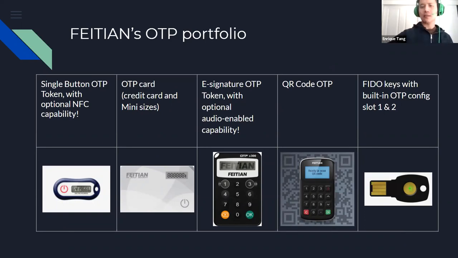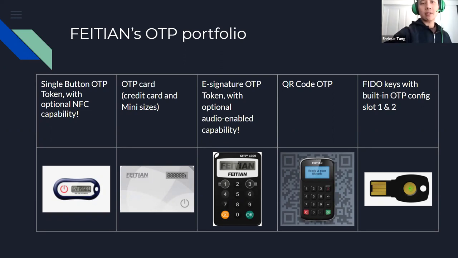But in practice, let's get into the portfolio. We actually have a lot of different products in the FEITIAN portfolio. We have the traditional, super easy to use single button OTP. So every time you press this, it renders the code based on your configuration. One of the variants is the NFC capable one. This one allows you to program them using the mobile app through NFC, and that's very versatile.